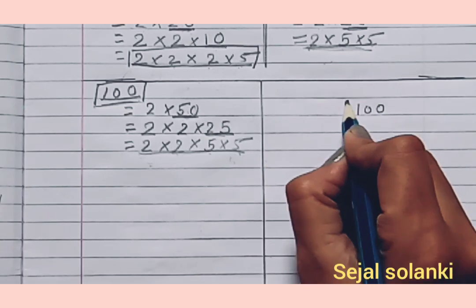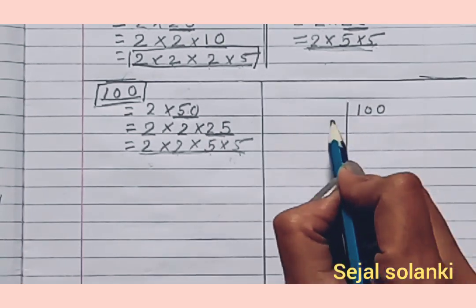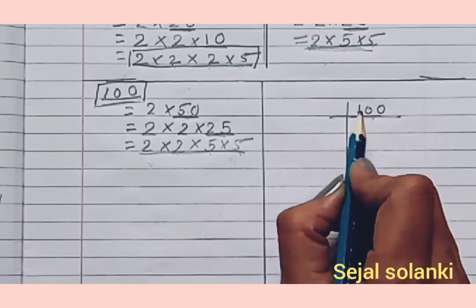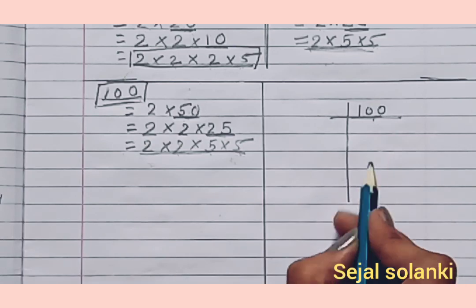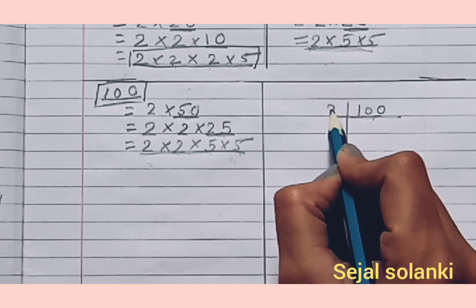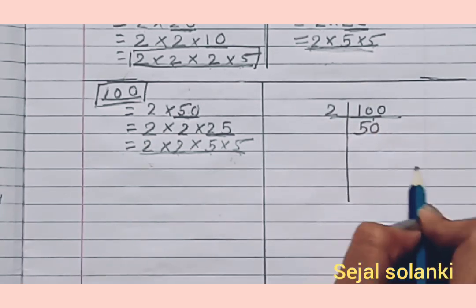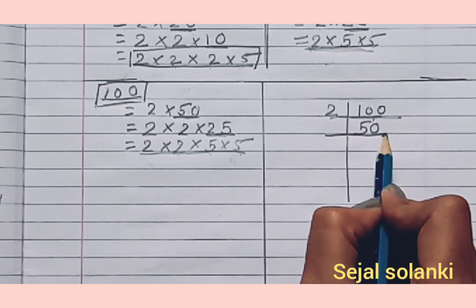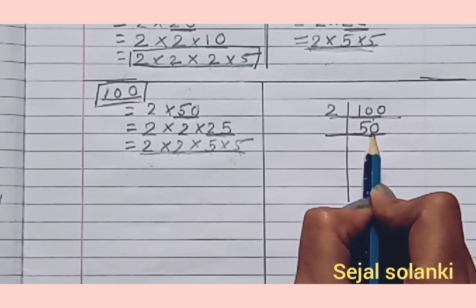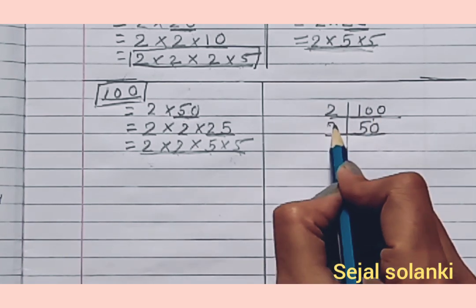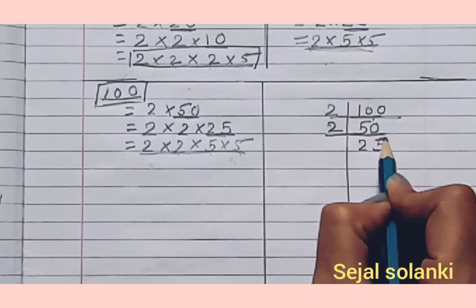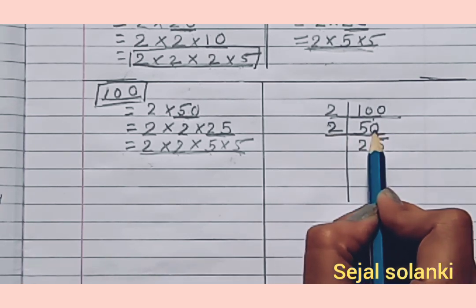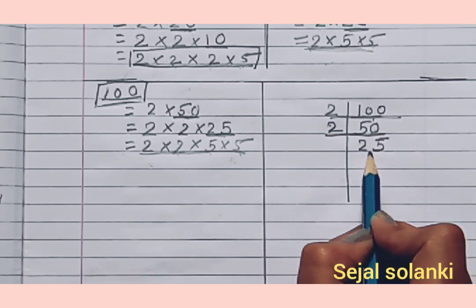100. Okay, we will draw the line on the left side. Now it is an even number, so it can be divided by 2. Okay, 2 50s are 100. Prime numbers go on the left side. 50 2s are 100. Then draw the line. Even or odd? Yes, 50 is an even number. So 2 25s are 50. Now whose turn? Again 25's turn.